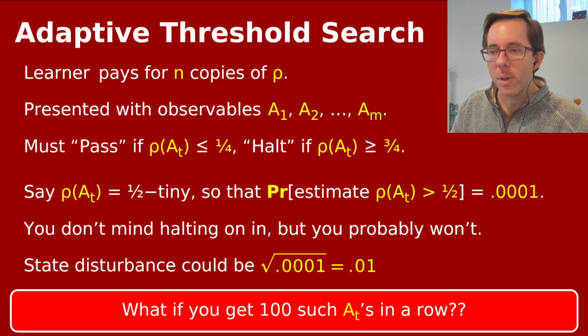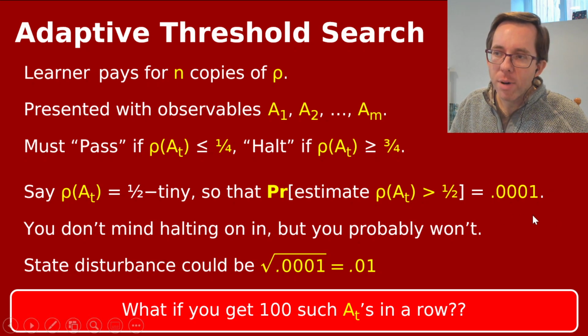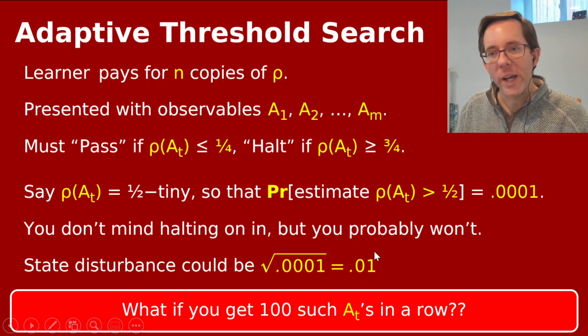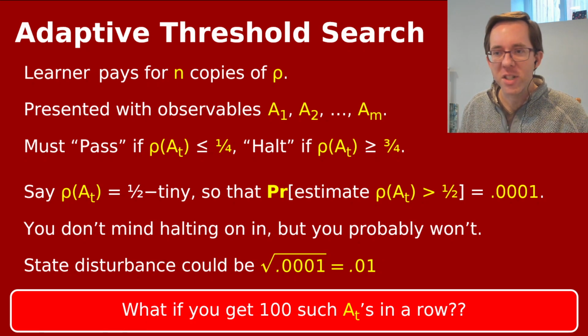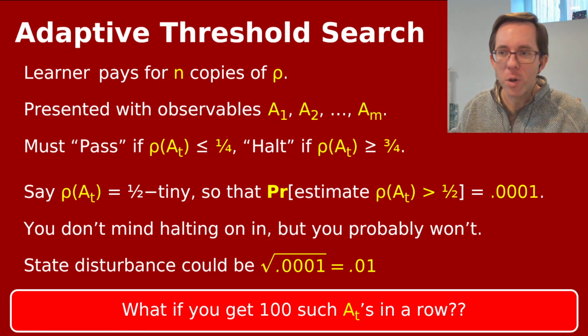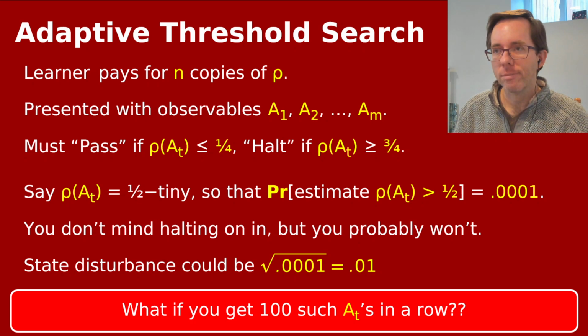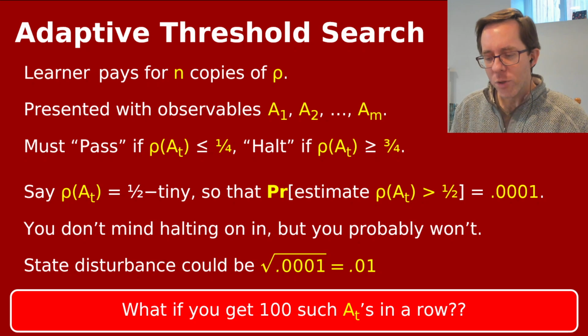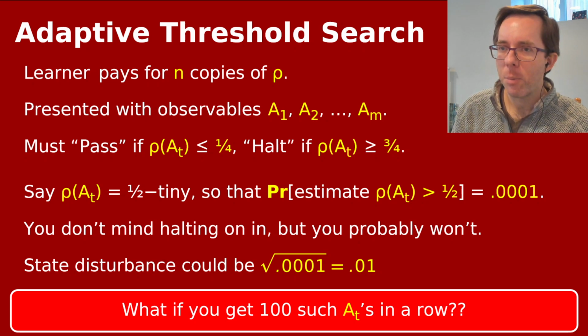Let me say a little bit why this is worrisome. You'll probably pass on all of them, which is fine. But with 100 disturbances in a row, each of magnitude 0.01, you could get into a situation where the total disturbance to your state is like 1, like you've completely ruined it. And now everything that you do subsequently might not work. So that's rough. But we've got to fix it.